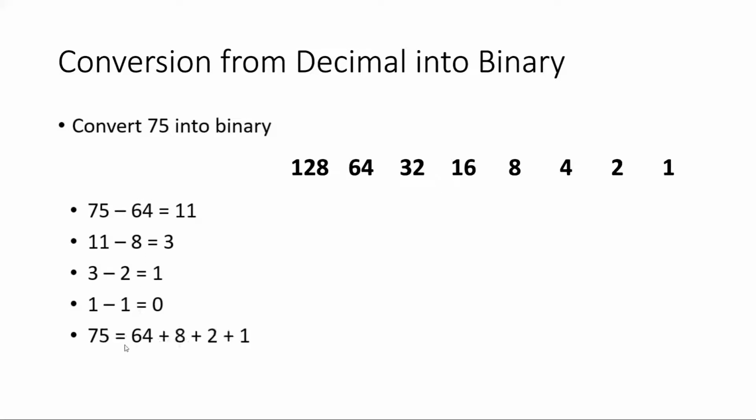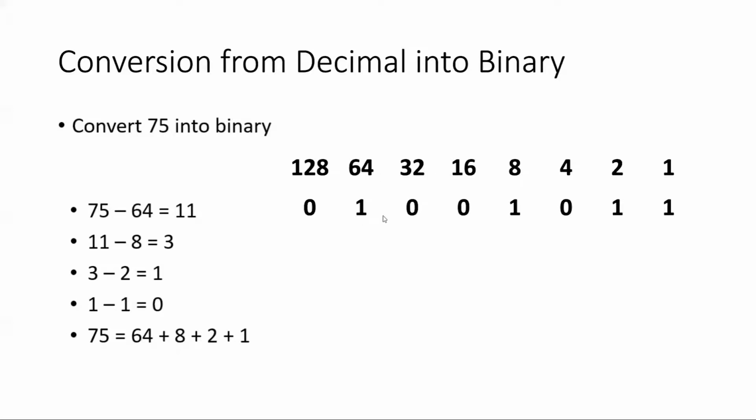So 75 is equal to 64 plus 8 plus 2 plus 1. And all these numbers are powers of 2. So let's see if we have calculated correctly. 64 plus 8 gives us 72. 72 plus 2 is 74. 74 plus 1 is 75. So this calculation was correct. And these numbers basically tell us which digits in our binary representation should be 1 and the rest would be 0. So our binary representation would be like this.